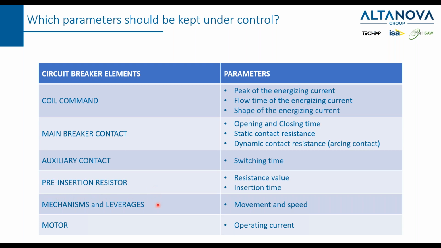When it comes to the mechanisms and leverages, we have to check if their movement is okay, and also, correlated to the movement, we have to verify the speed, because the speed of the leverages is the parameter that makes the open time and closing time of the main contact fast or slow. When it comes to the motor, what we have to check is the operating current, so if the current used by the motor to charge the spring is correct.